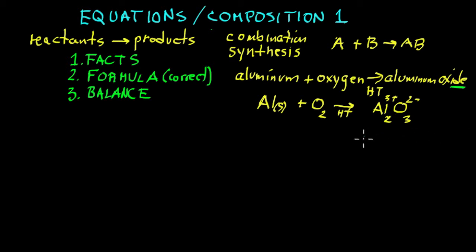The third step is to balance it. Now what that means is everything on the left must be the same mass as everything on the right. So we look up the mass of aluminum, the mass of oxygen. That would have to be equal to what we have over here. And if it's not, we can balance equations with what's called coefficients. Coefficients are numbers in front of the formulas.